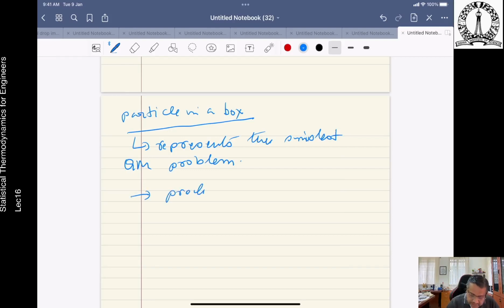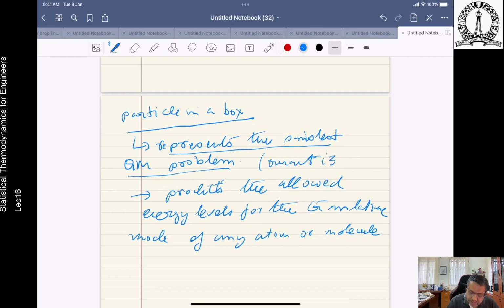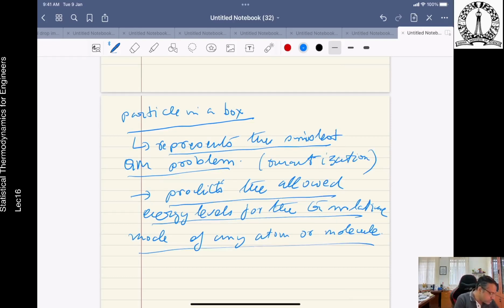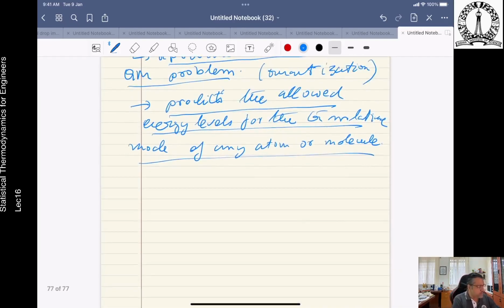of any atom or molecule. This is important because it represents a very simple problem, but it also predicts how quantization happens. We will see that shortly. It also predicts the allowed energy levels, and what is the concept of microstates and macrostates here. So all these things will come in very handy when we actually do this particular problem.